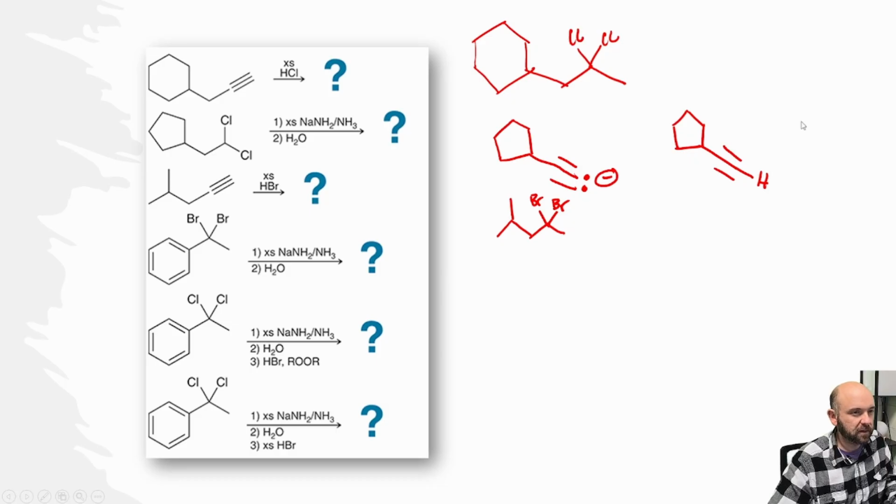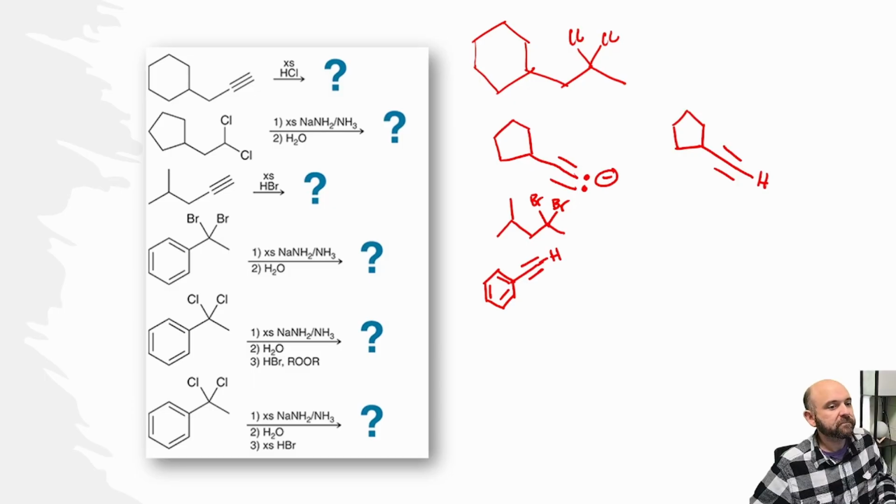In the third example, we treat a dihalide with excess NaNH2 and NH3 followed by a workup with water, and so we would expect to see, in this case, the benzene ring with the alkyne. Phenylacetylene is our product from that reaction.